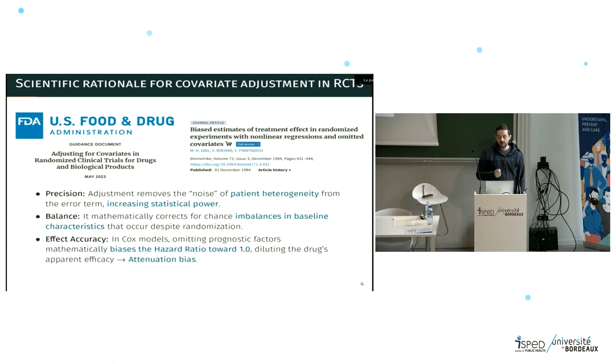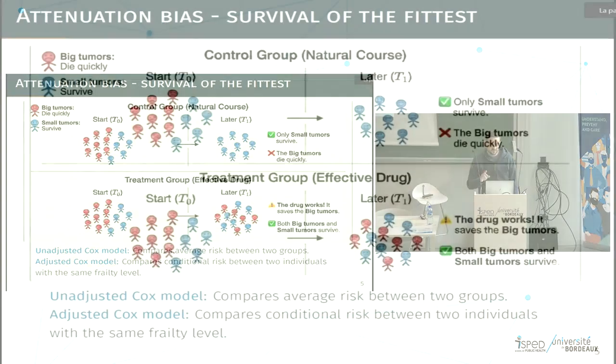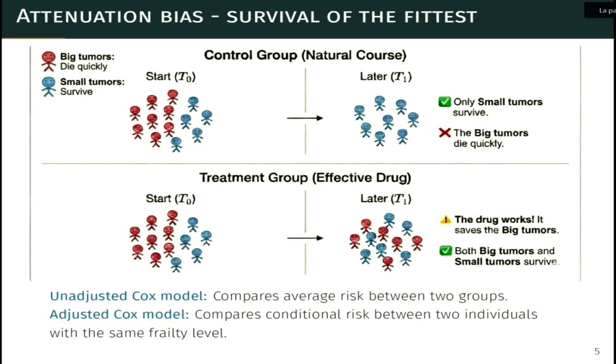The last point, the most important one for today, and you have details in this Biometrika paper on the top right. In Cox models, omitting prognostic factors mathematically biases the hazard ratio towards 1, which dilutes the effect of treatment. It's called attenuation bias, and it's quite important. The more noise you have, the more your treatment will be shifted towards no effect. That's a big deal. To try to clarify, this is directly linked to survival of the fittest, survivorship bias.